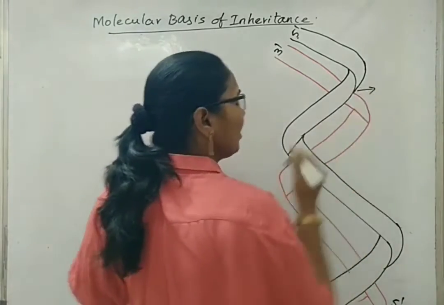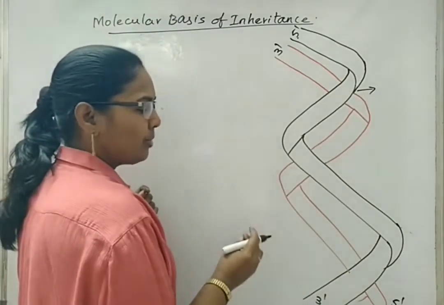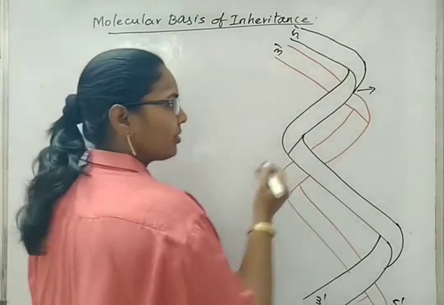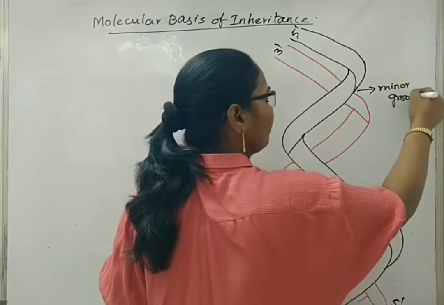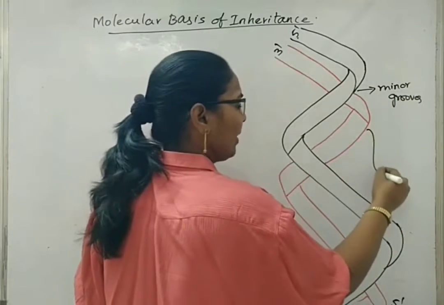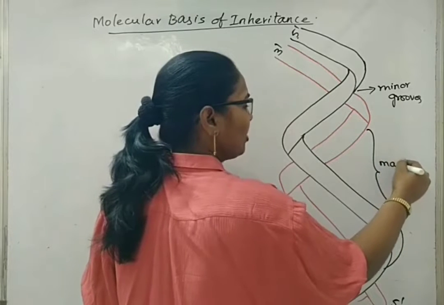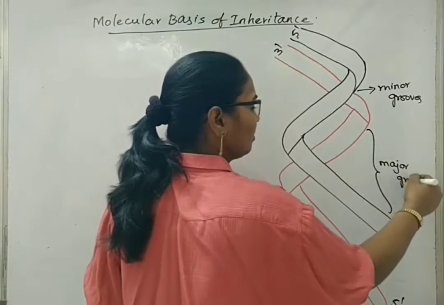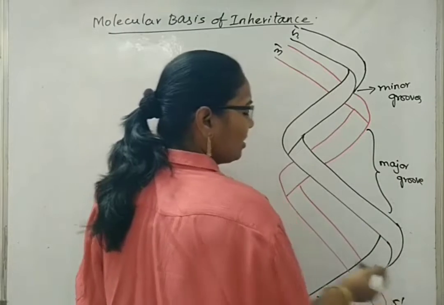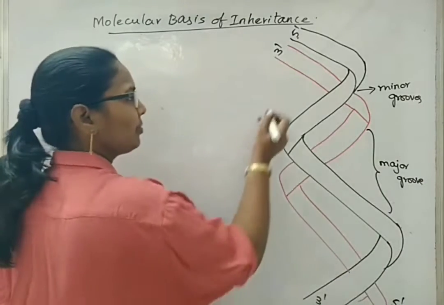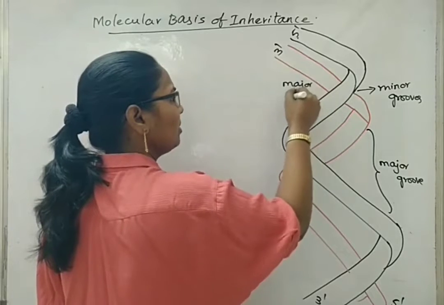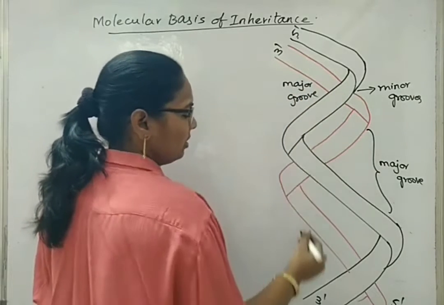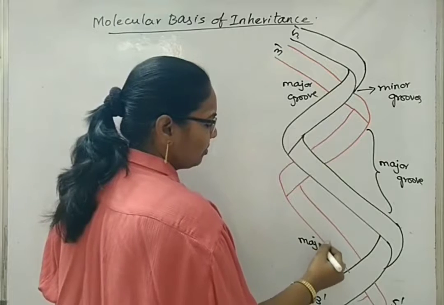We already discussed in the biomolecules chapter the names of these small depression-like structures. These are called minor grooves. This big depression is called the major groove. Again, this small depression is called minor groove. So this is major groove. This one is also major groove.